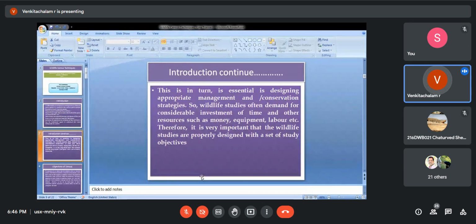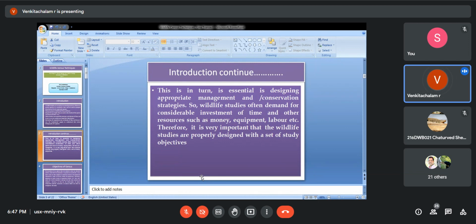The important thing is that money is very, very important to do all these things. Equipment is very essential, and labor is also very essential. Therefore, it is very important that wildlife studies are properly designed with a set of study objectives. Without funding, it is very difficult to do our duty in the forest, because we have family responsibilities, isn't it? So at least we have to get some money for that.